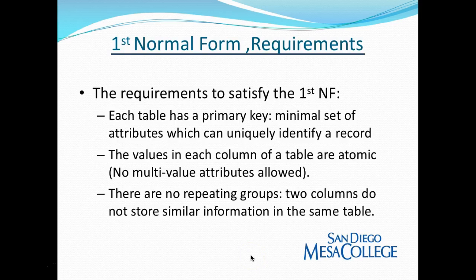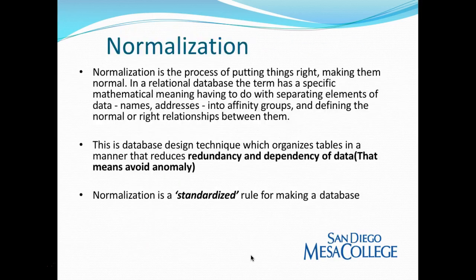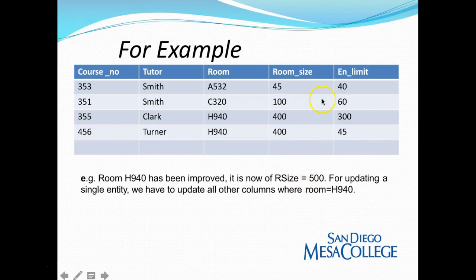We need to make sure that each value in the table is atomic, so no multi-value attributes are allowed. Basically one piece of data only. So no multiple values, no comma separated values, nothing like that. We also need to make sure that there are no repeating groups. We want the simplest piece of data possible in each and every field. So the repeating groups simply means that two columns do not store similar information in the same table. So in our case on room number, we might not want to have, I'm going to go back a little bit, we might not have a second field here with a similar room size.